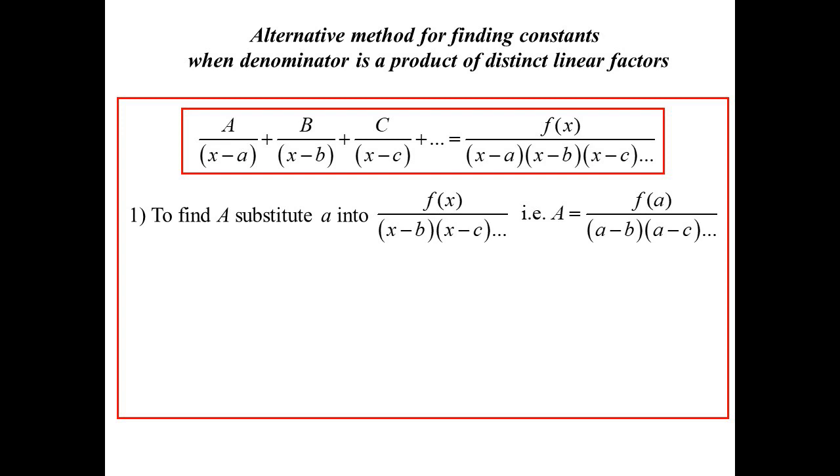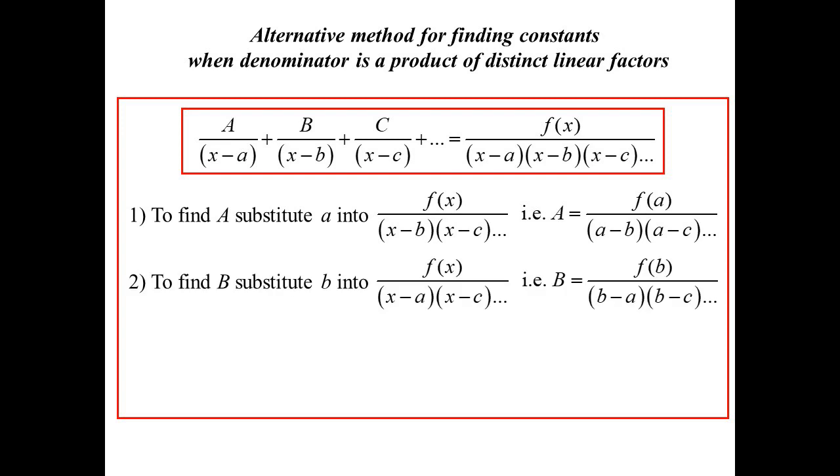The denominator is x minus a. So I've covered that up. It's like it's not there. So I get a will be equal to, substituting that a in, I'll get function a on a minus b, a minus c, whatever that works out to be, that is what a is.